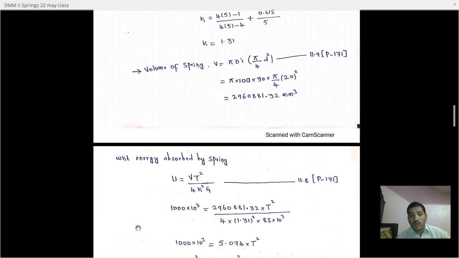After getting the value of Wahl's factor K, again we need to find the volume of the spring. To find it, we use the formula V equal to pi D times the number of turns, times the area. We have to refer to page number 171, equation 11.9. So pi into D, where the mean diameter is 100 mm, into the number of turns, which is 30, equal to pi by 4, the formula of area, into the diameter 20 whole square.